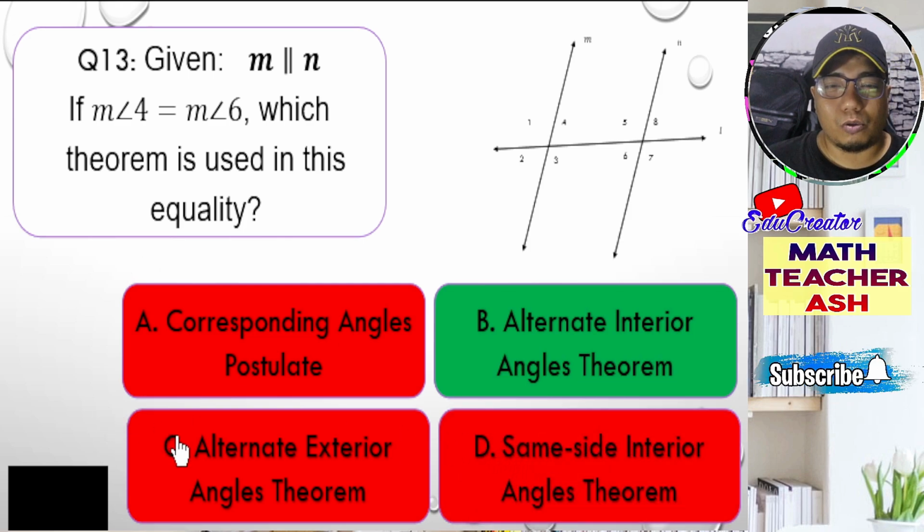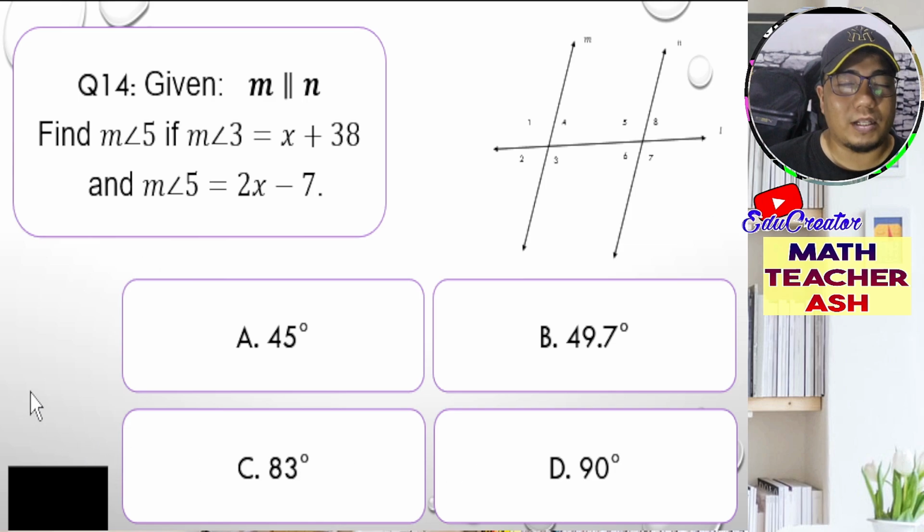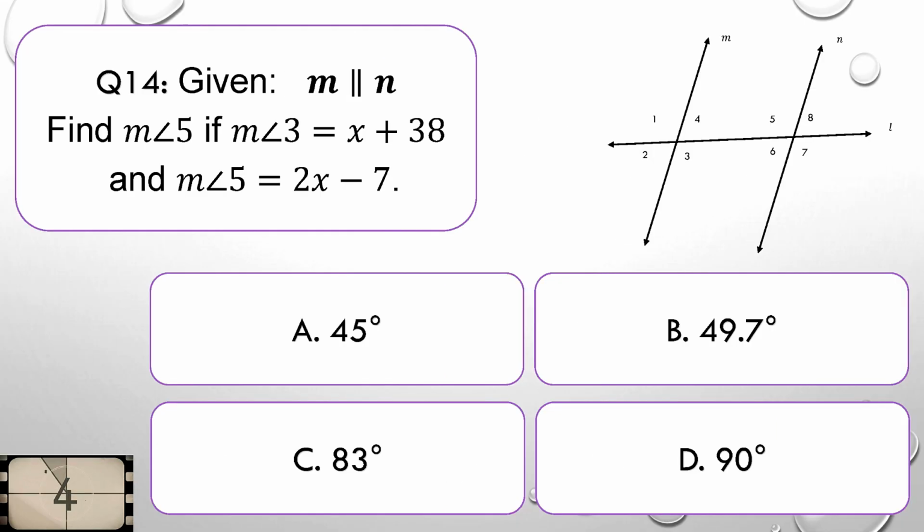Now, let us go to question number 14. Given the same figure, find the measurement of angle 5 if the measurement of angle 3 is equal to x plus 38 and the measurement of angle 5 is 2x minus 7. Is it A, 45 degrees, B, 49.7 degrees, C, 83 degrees, or D, 90 degrees? I will give you 5 seconds to think about your answer.